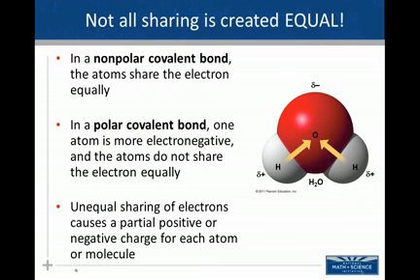Now, not all sharing is created equal. That's why we have the electronegativity scale. And by the way, you may have heard it as the Pauling electronegativity scale. And yes, you can use an abbreviation for electronegativity because it's a lot of letters to write.